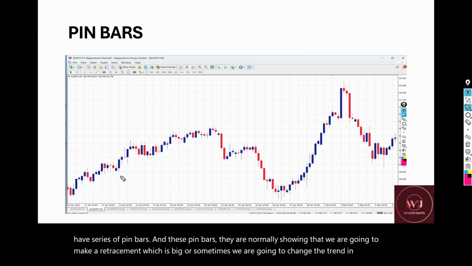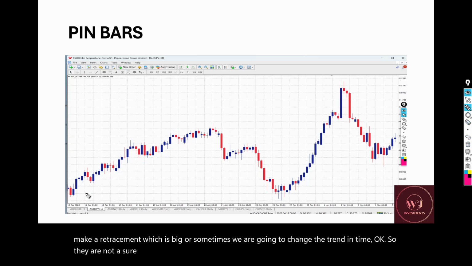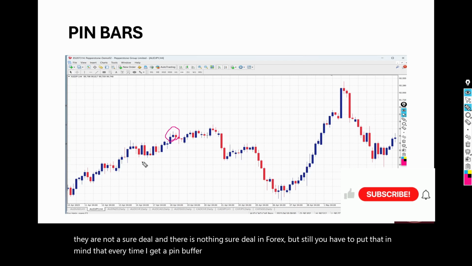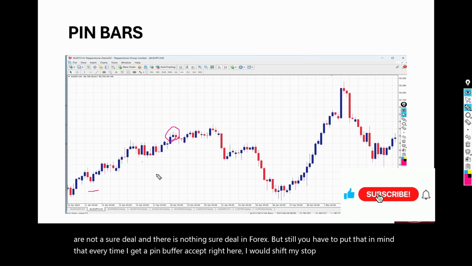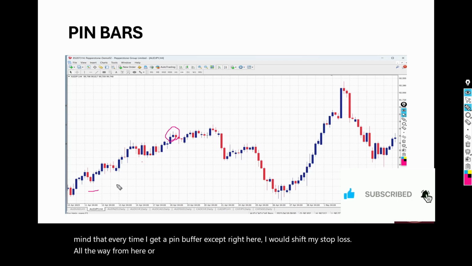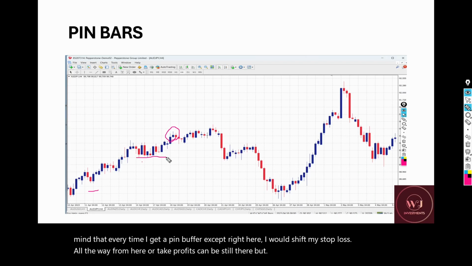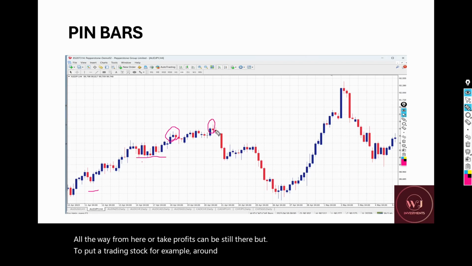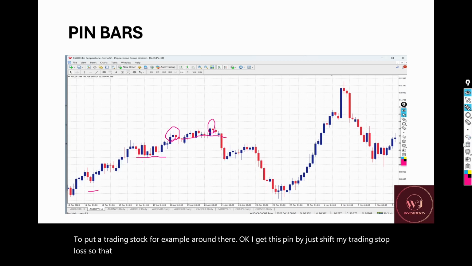Okay, so they are not a sure deal, and there is nothing sure in forex, but you have to put that in mind. Every time I get a pin bar, for example right here, I would shift my stop loss all the way from here, or take profits can stay there, but you put a trailing stop, for example, around there. I get this pin bar, I just shift my trailing stop loss so that when the price moves against me rapidly, I don't lose a lot of profits.